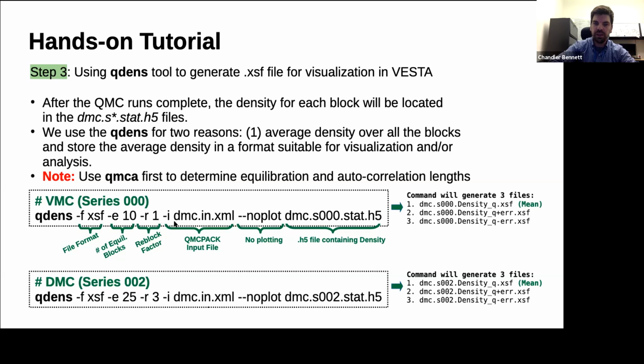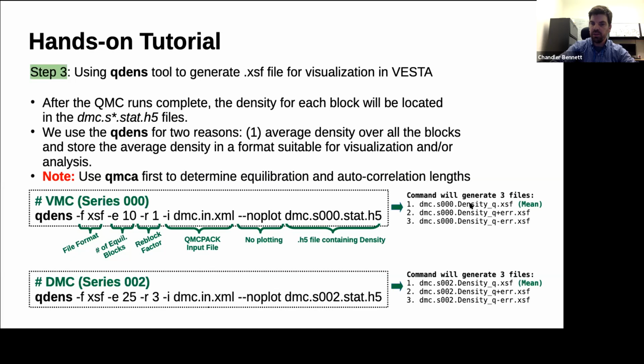And then we need to give the tool an example DMC input so it can have access to the structure. It has the ability to plot, but we're not going to do that now. So we provide this flag, no plots, and then we give it the corresponding stat.h5 file. And then the same is done for the DMC with the appropriate equilibration and the autocorrelation lengths given. And what both of these end up giving you are 3 files in the density case.